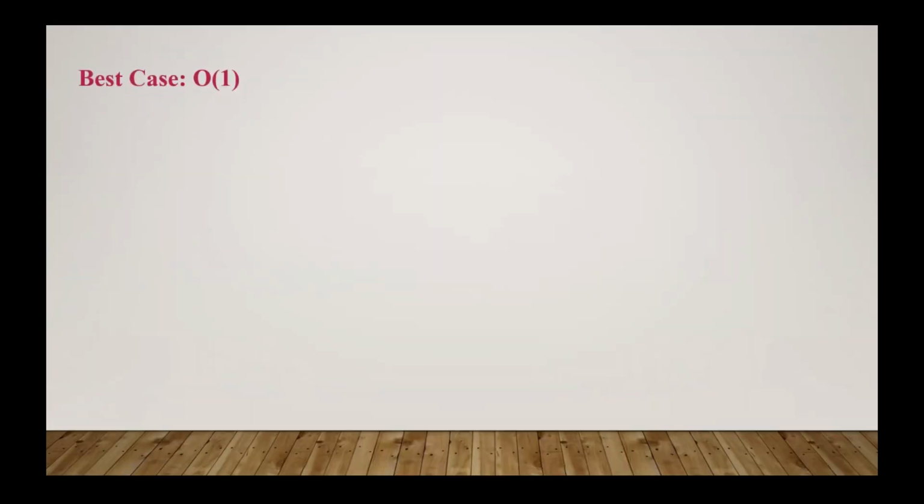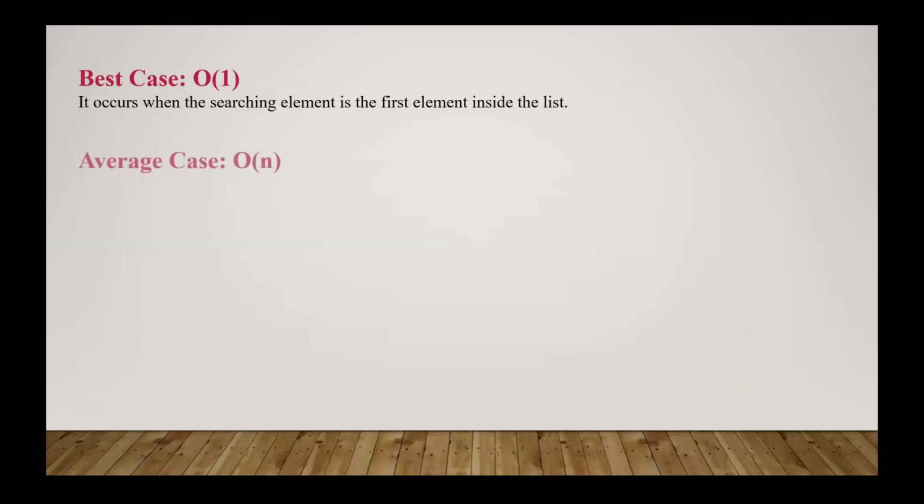So what is the time complexity of linear search? For the best case, it is order of one. Why? Because it occurs when the searching element is the first element. There are n elements and we are going to search for an element, but fortunately the element is present in the first location. At that time it is our best case and the time complexity is order of one.